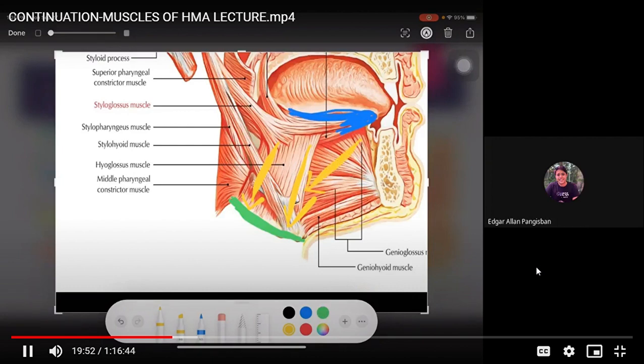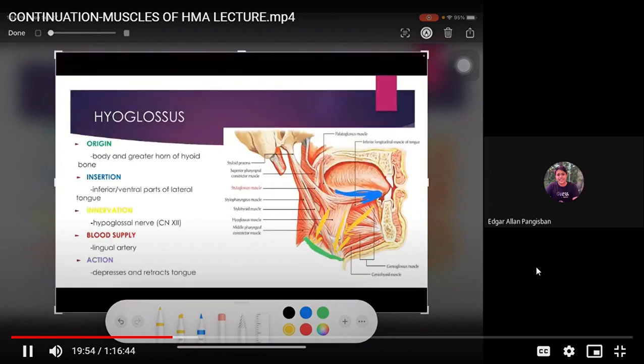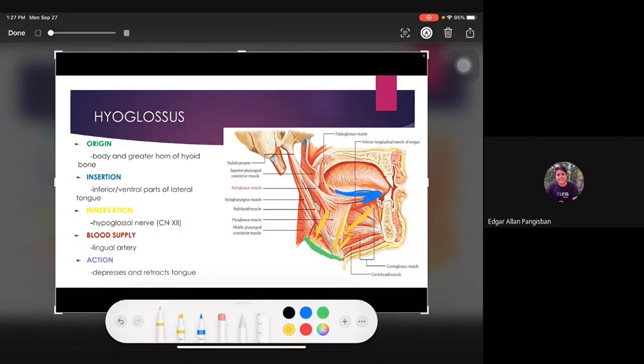Okay? Okay, now we summarize the action. Pag ang tanong is, what extrinsic muscles of the tongue are responsible for its depression? So, tongue depression, what are the two muscles that are involved? Pag tongue depression, okay, we have your hyoglossus and genioglossus.